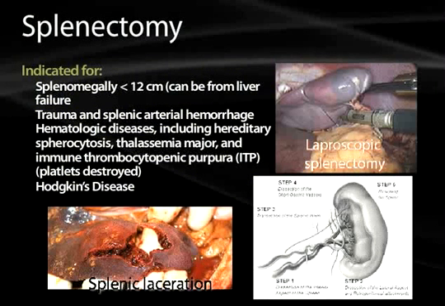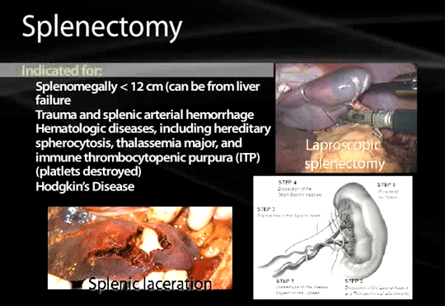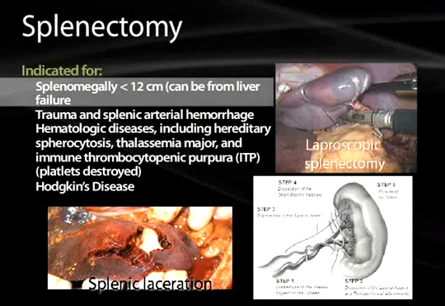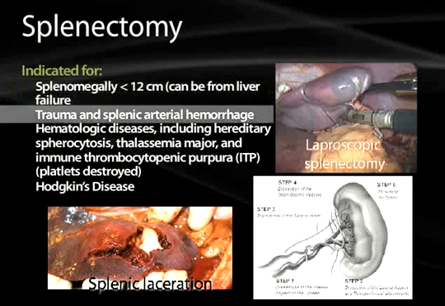Here is a laparoscopic view of a splenectomy, and this will be indicated for splenomegaly, in which the spleen gets greater than 12 centimeters, and that can occur from liver failure because the spleen starts to take over the components that the liver does. The trauma of the splenic or arterial hemorrhage from the spleen is a result of high-impact injuries and car accidents.